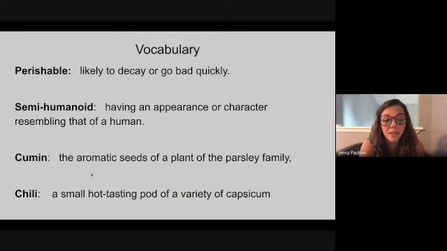Okay, and then there are some cultural words in here like cumin and chili. The cumin is an aromatic seed of a plant of the parsley family. So it's a spice that we use in cooking. Chili is a small, hot-tasting pod of a variety of capsaicin. And capsaicin is the stuff that is hot, that gives you that hot burn in your mouth. So that's chili.